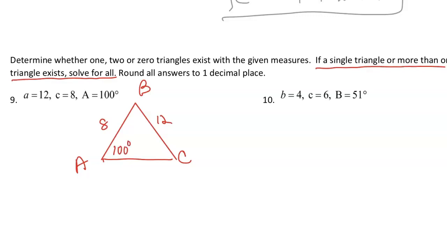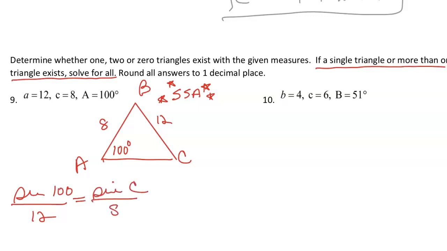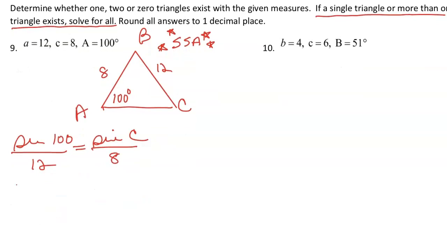So it's your law of sines, right? Because, how come? Because I have side, angle. Ooh, ambiguous case. Be on the lookout. 0 triangles, 1 triangle, 2 triangles. Okay, set it up using law of sines. Sine of 100 over 12 equals sine of angle C over 8. I am getting angle C equals 41.